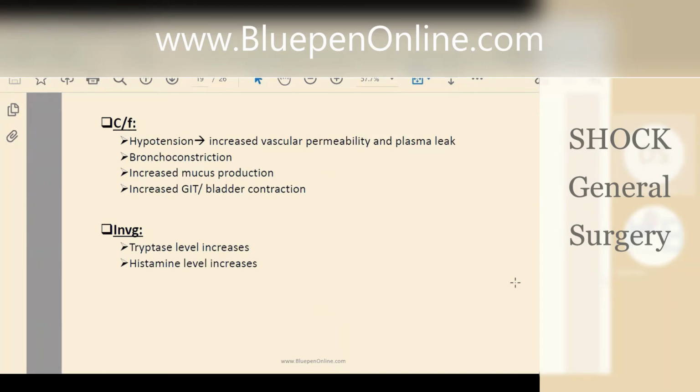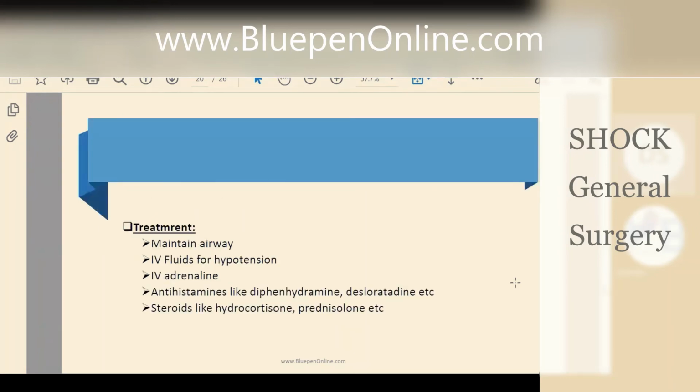What are the investigations? We do see the tryptase level increased, and histamine levels can also be tested, which are also increased, but it's rarely done. Once you recognize an anaphylactic reaction, go to treatment as soon as possible, because the patient may die from decreased oxygenation of the blood. It causes bronchoconstriction, which causes breathing problems, which can cause death.